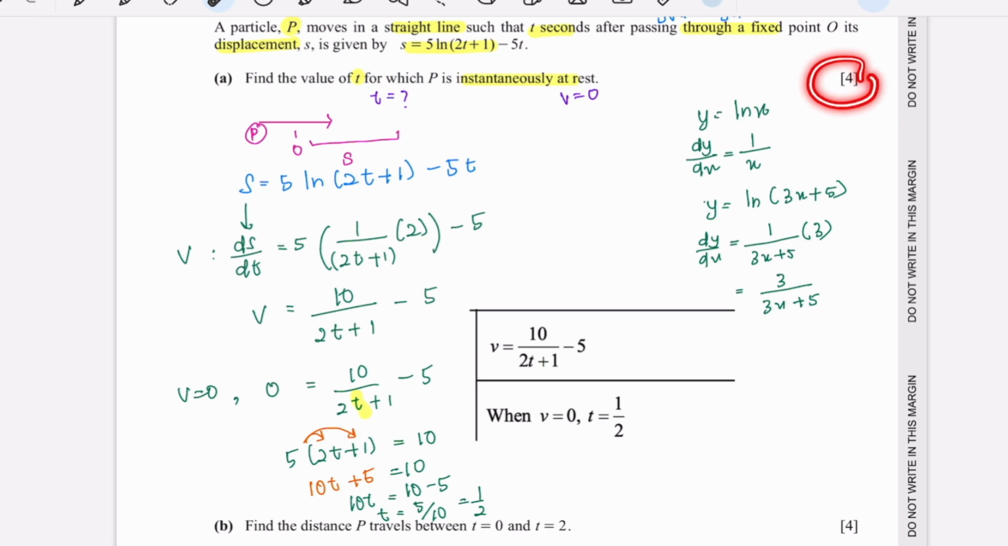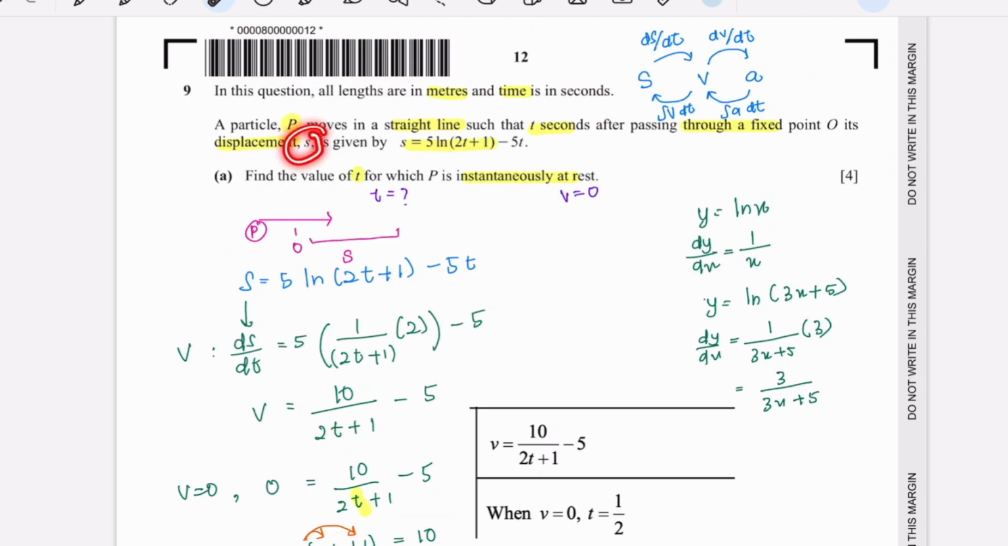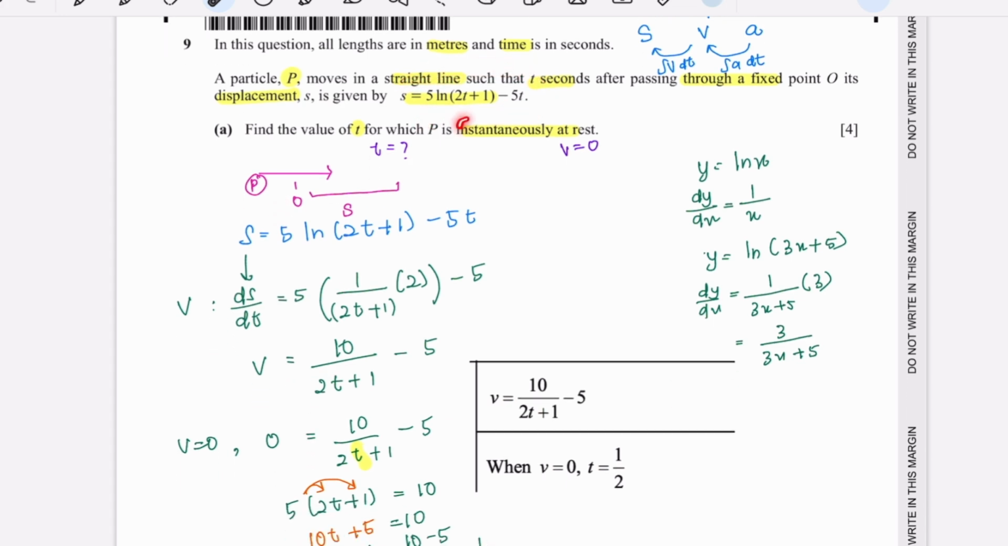Okay, this is a 4-mark question. When they give you displacement and ask to find velocity, you need to differentiate this. That is going to give you 2 marks. And when you understand instantaneously at rest means v is equal to 0, and then when you put v here and you find your t is 1 over 2, that is going to be another 2 marks.